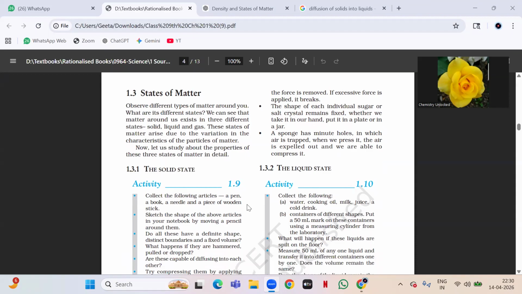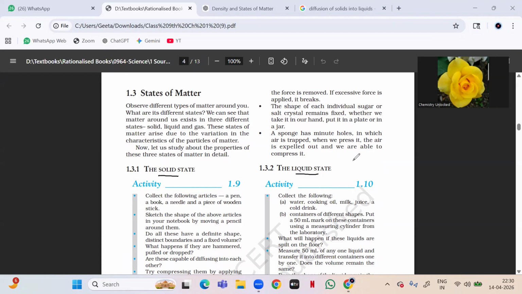Now, children, let's recall what we discussed in the last class. States of matter: we saw that there are three states of matter, solids, liquids, and gases. We deep dived into the particles, and we saw that for solids, the particles are compactly packed. For liquids, the particles have freedom to move around, and for gases, the particles move randomly from one place to another. So if I were to draw the boxes, this is how the solids, liquids, and gases look.